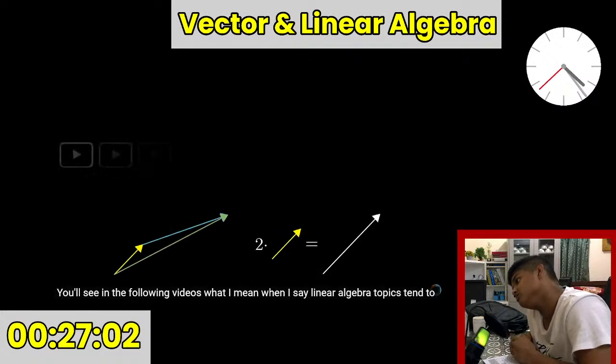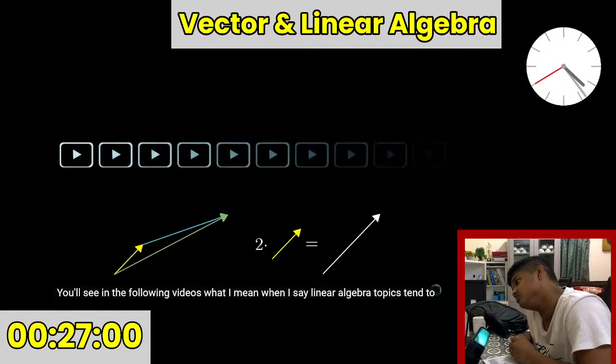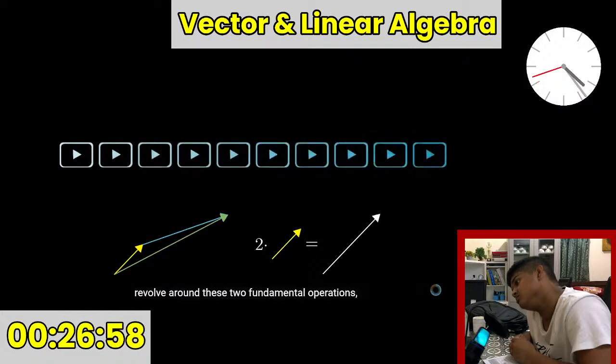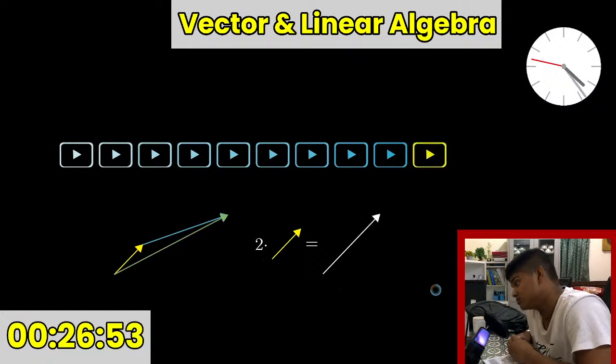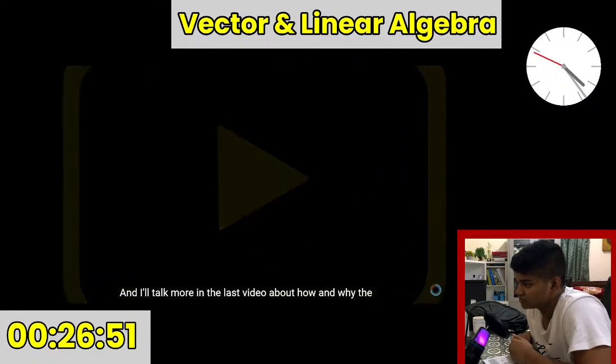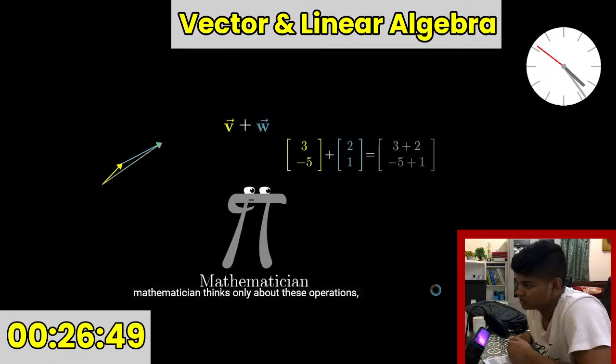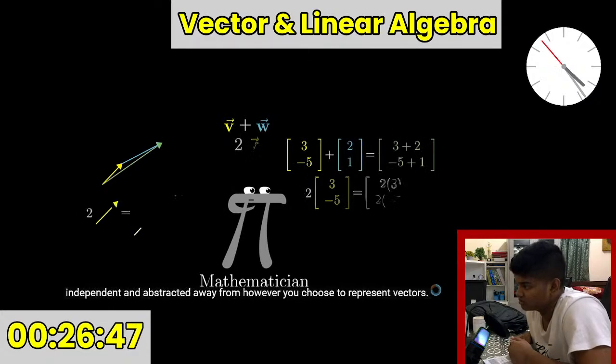You'll see in the following videos what I mean when I say that linear algebra topics tend to revolve around these two fundamental operations, vector addition and scalar multiplication. And I'll talk more in the last video about how and why the mathematician thinks only about these operations, independent and abstracted away from however you choose to represent vectors.